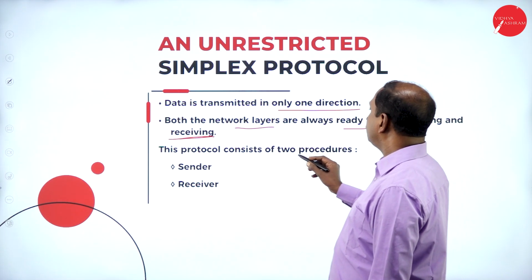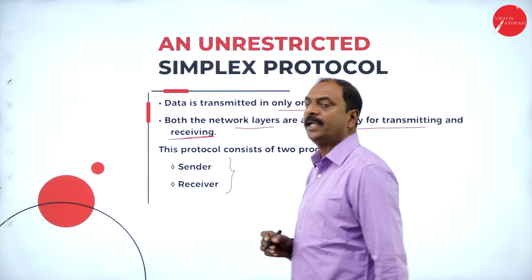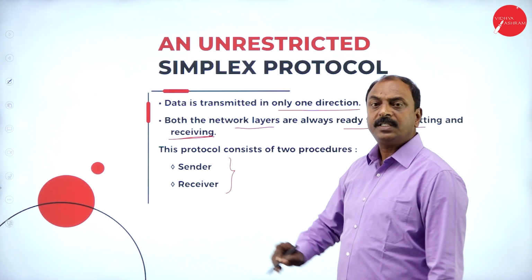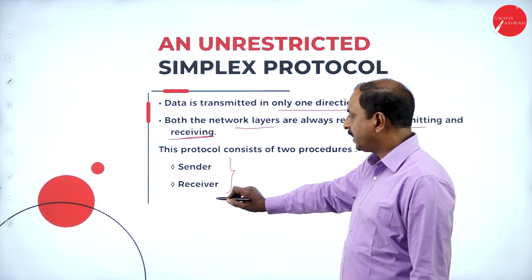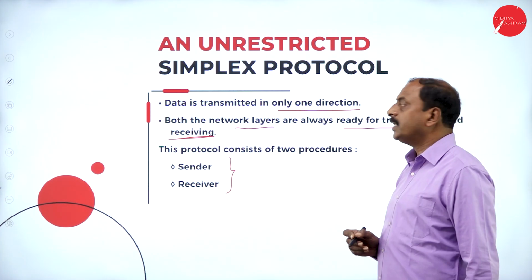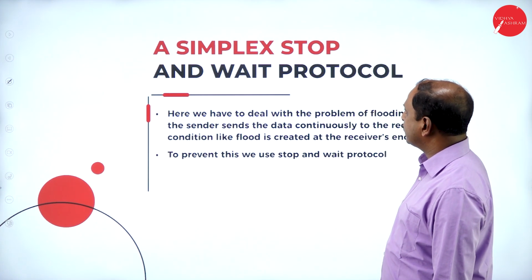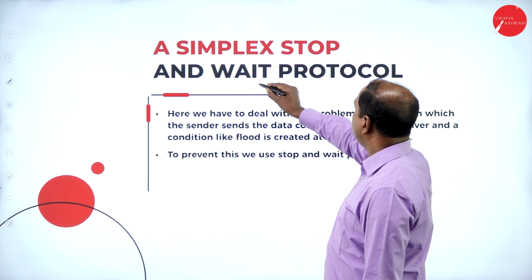And this protocol consists of two procedures, that is sender and receiver. From the sender, data is transmitted to the receiver. The receiver is to receive the data sent from the sender. So this is the unrestricted simplex protocol. Now in the next slide we will see what the simplex stop and wait protocol is.